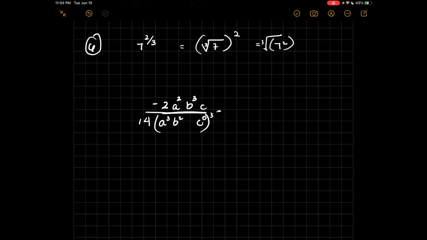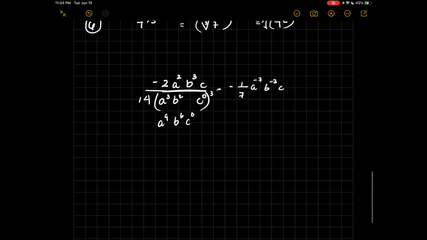The 2 and the 14, they start canceling each other out, and you get negative 1/7. A squared, well, if I take a cubed to the power of 3, I get a to the power of 9, b to the 6, and still c to the power of 0. 2 minus 9, that's going to get me an a to the power of negative 7. 3 minus 6, that's b to the power of negative 3. 1 minus 0, that's still 1. Leaving me with just c over a to the power of 7 b cubed times 7.